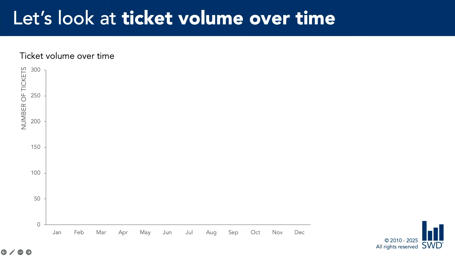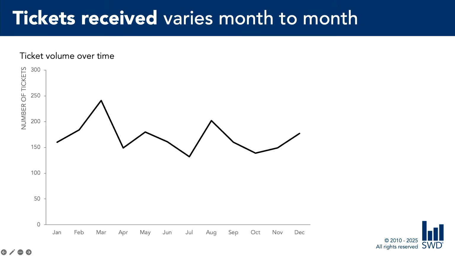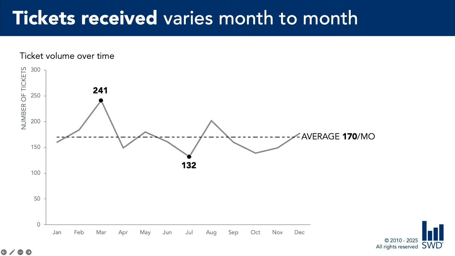Ticket volume over time is what we're going to be looking at today. We have a number of tickets on the y-axis and months on our x-axis, ranging from January at the left to December at the right. Now, as we see, tickets received has varied from month to month, averages 170 a month over the course of the year. But there is quite a difference between the high and low points. We had a maximum of 241 tickets received in March and a low of 132 in July.